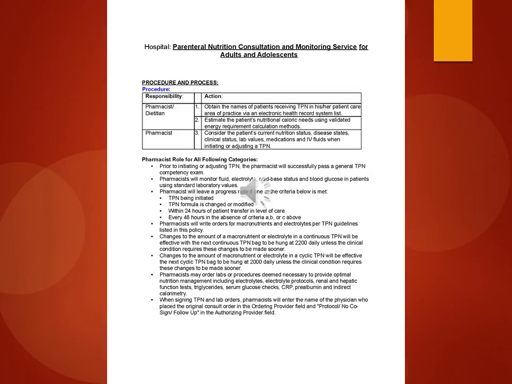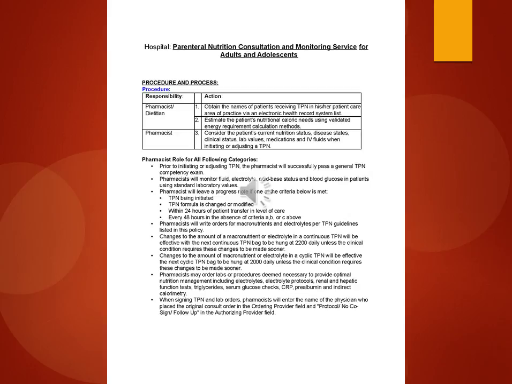list. Estimate the patient's nutritional caloric needs using validated requirement calculation methods. Consider the patient's current nutrition status, disease states, clinical status, lab values, medications and fluids when initiating or adjusting a TPN. Pharmacist role for all following categories. Prior to initiating or adjusting TPN, the pharmacist will successfully pass a general TPN competency exam.